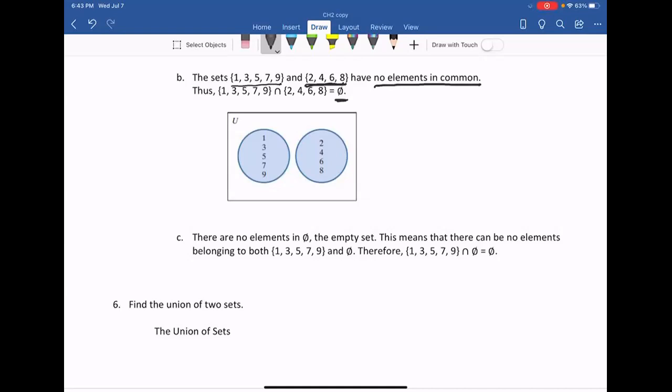Next one, there are no elements in ∅, the empty set. This means that there can be no elements belonging to both this set and the empty set. Therefore, the intersection of the set 1, 3, 5, 7, 9 and the empty set is empty, nothing in the intersection of these two.